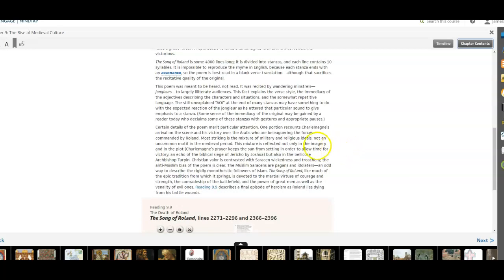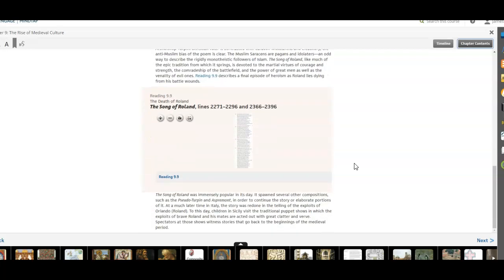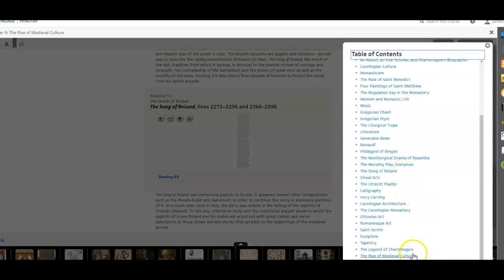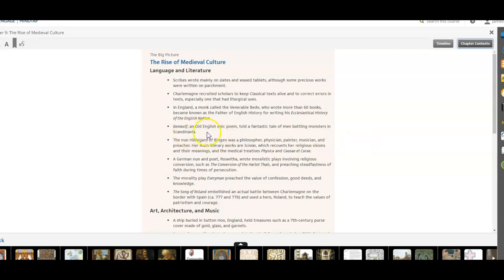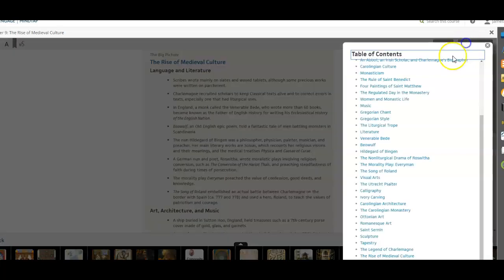This idea of, as it says here, a mixture of imagery and plot, Christian valor as opposed to wickedness and treachery. So there's a bias, as it says here. But it does try to show these views and attitudes of these figures and what they represent and how they are supposed to be presented. The brave Roland acting in a way that is presented to show these true values and this idea about heroism and courage. At the end of the chapter, of course, if I can get to that one, it talks about Beowulf, a fantastic tale of men battling monsters. The idea of Roland used to teach the values of patriotism and courage. And that's all part of what we see in these stories.